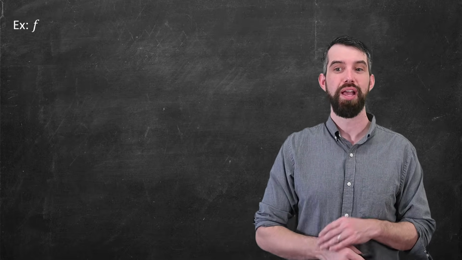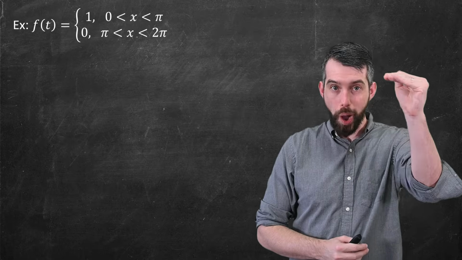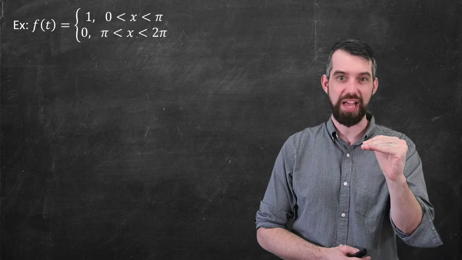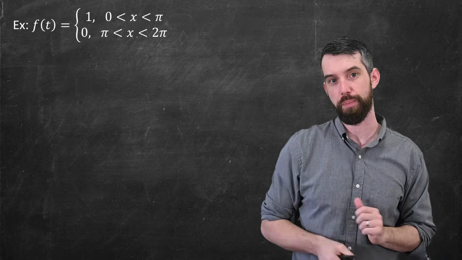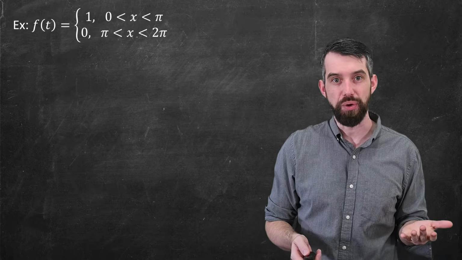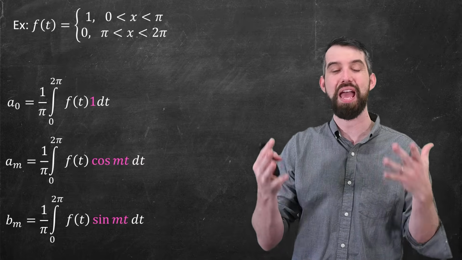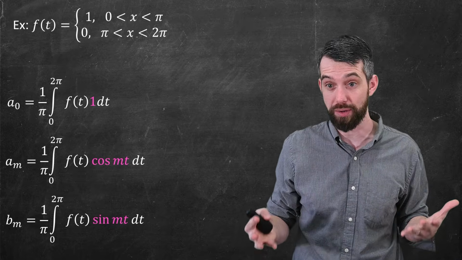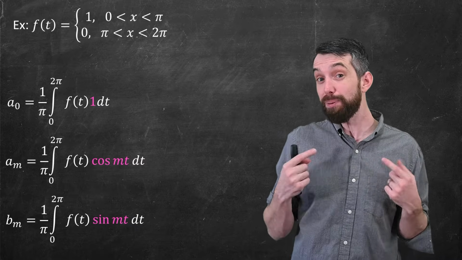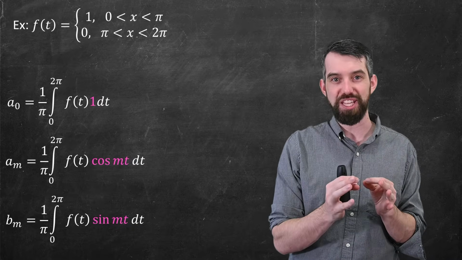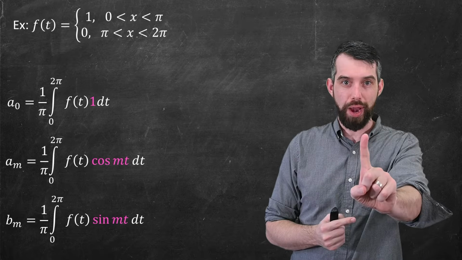I'm going to talk about this specific function. It's 1 from 0 to pi, and then 0 from pi up to 2 pi. So 1 and then 0. So what I'm trying to do is figure out all of these different coefficients. I'm going to try to figure out the a naught, the am, and the bm. And so what do I do? Well, two things. If I plug in the f of t, the portions where the f of t are 1 means I'm just going to plug in 1.